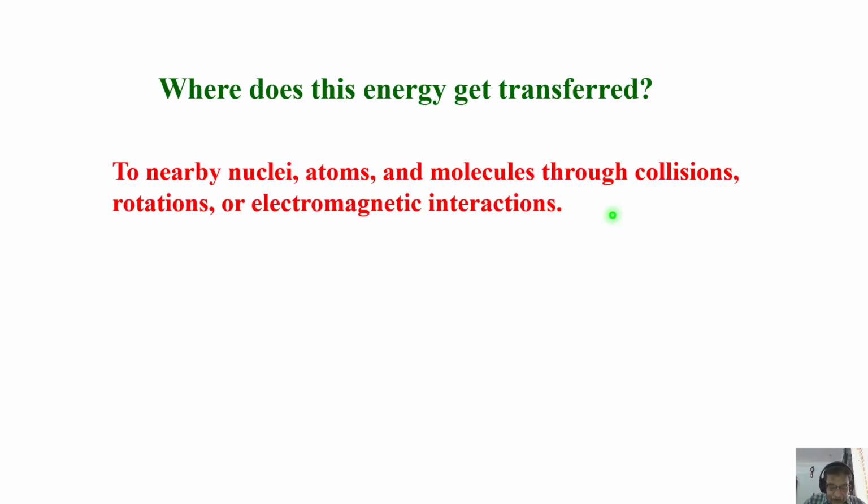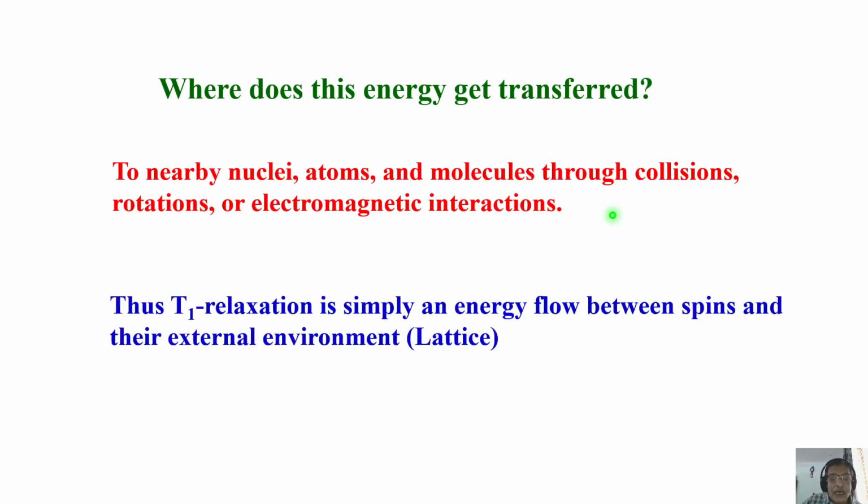It can collide with another atom and give energy. It can undergo molecular rotation and give energy. And it can undergo electromagnetic interaction. So all these things are there. These are the modes through which it will give energy to the other person who is absorbing the energy. And what do you call that? The system which absorbs energy given by the spins is called lattice.